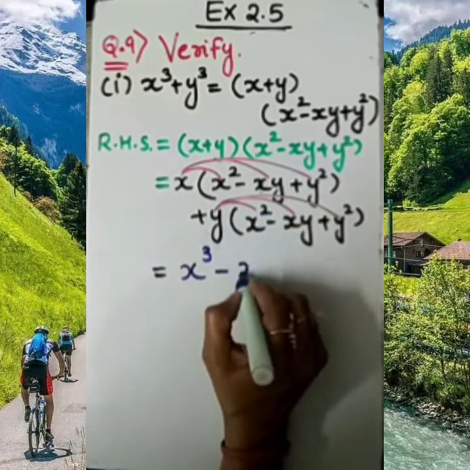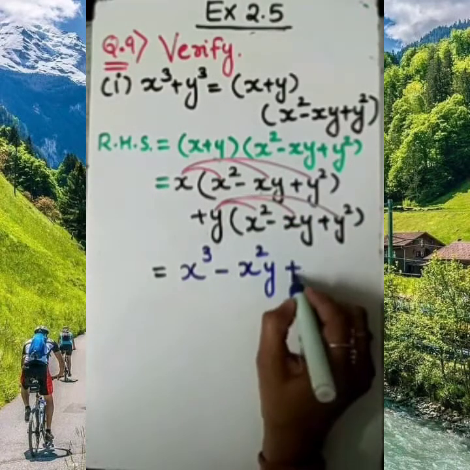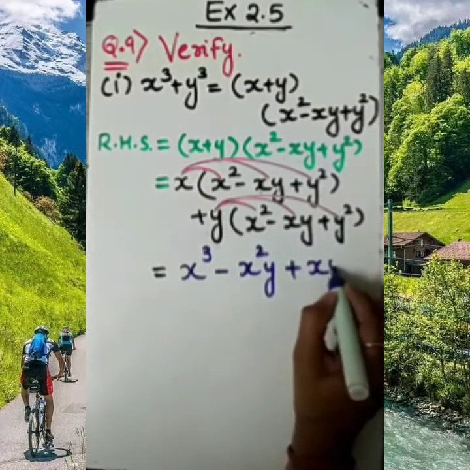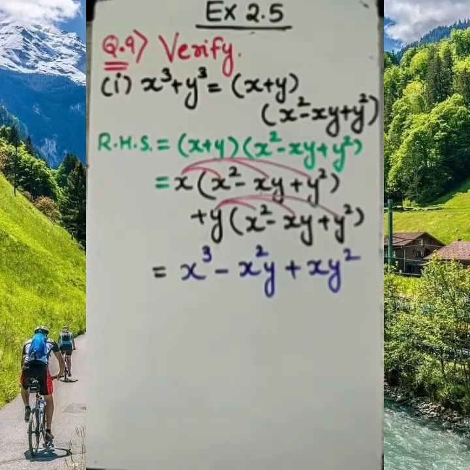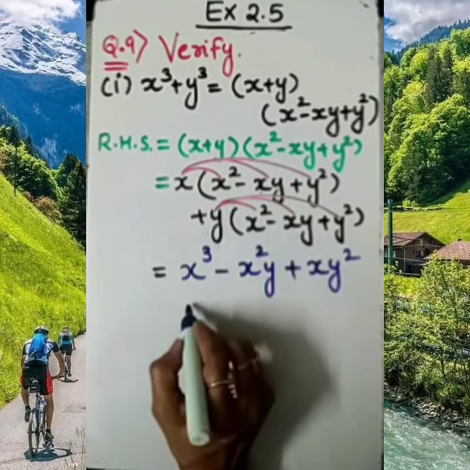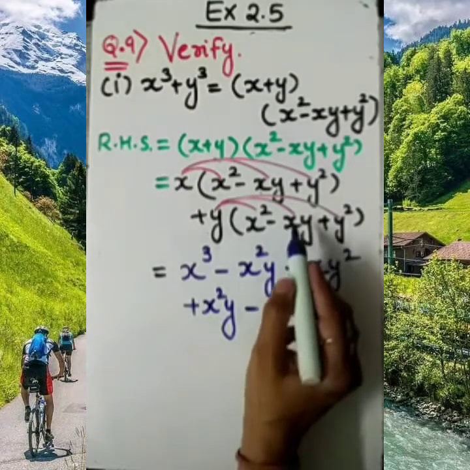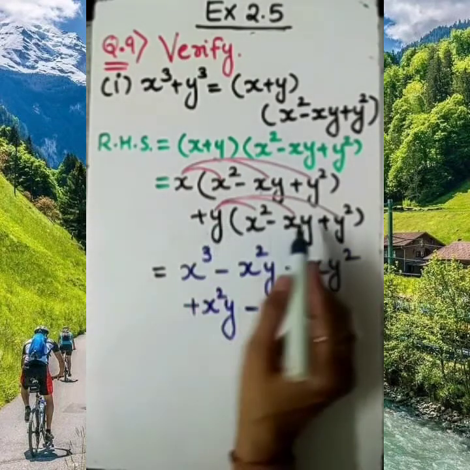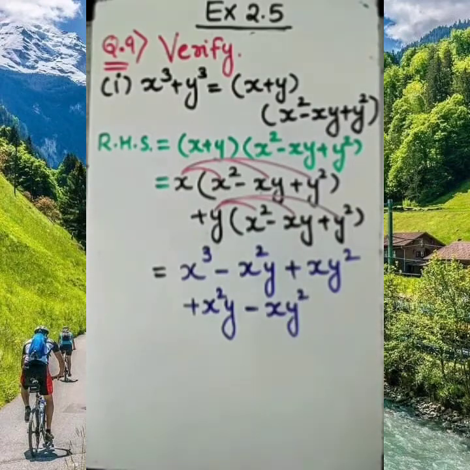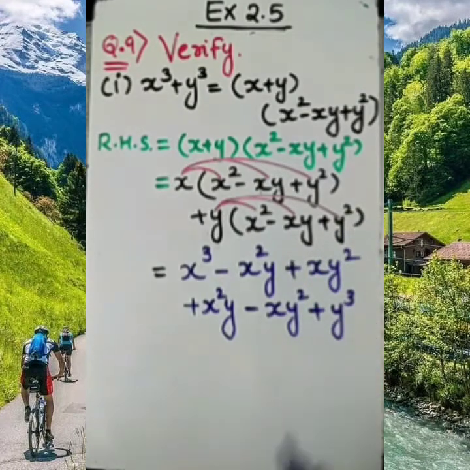x into xy is x square y, because x appears 2 times, agree? Plus x into y square is xy square. Fine, this is the product of three terms with x. Now for y: y into x square, I can write here x square y, minus y into xy. y into xy is xy square. Plus y into y square, that is y cube.